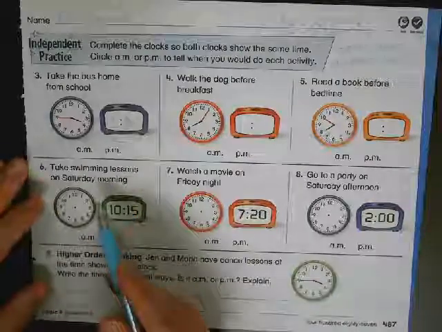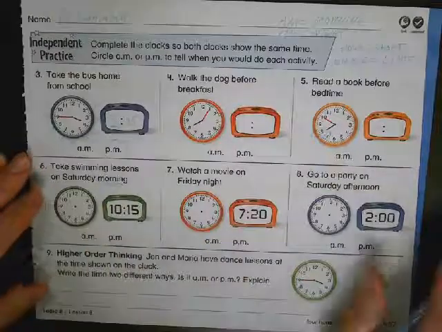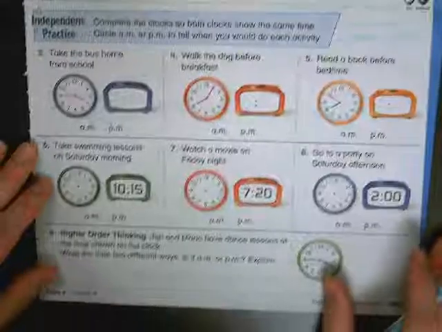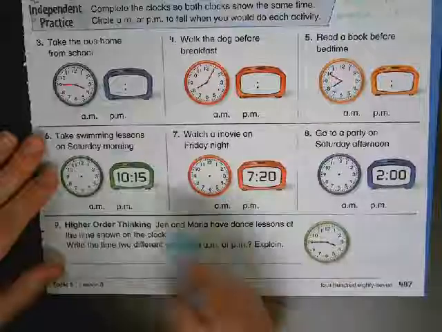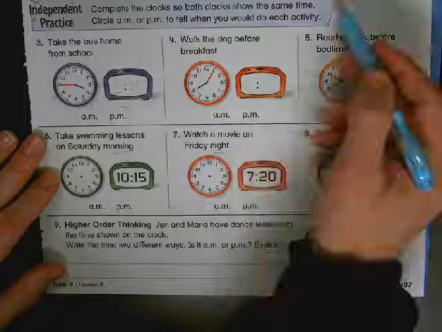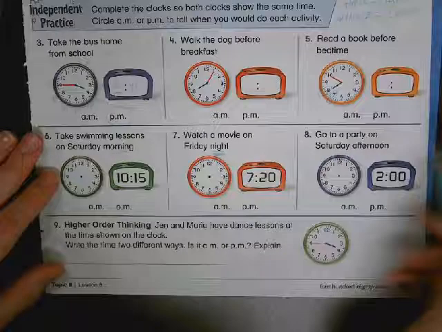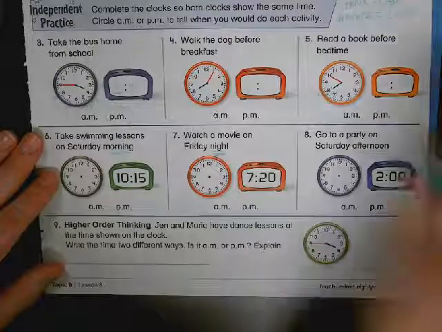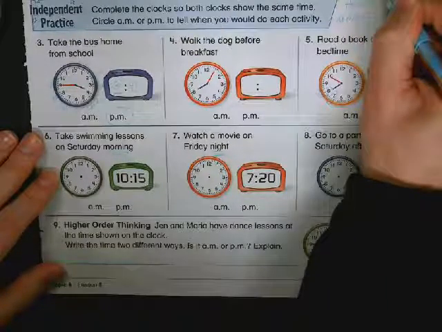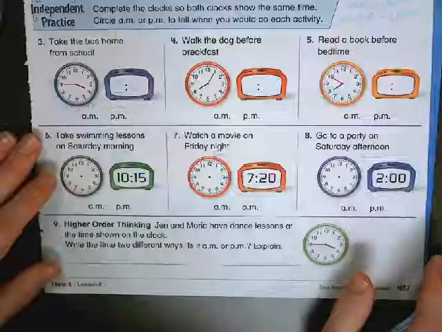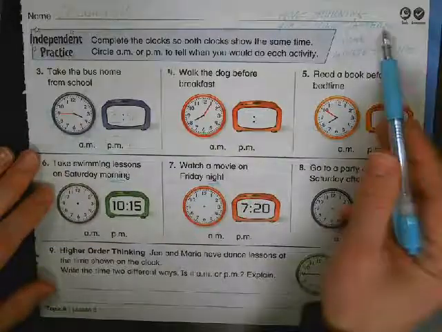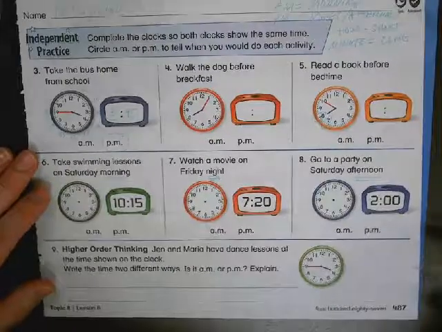Taking a swimming lesson on Saturday morning. Morning's your key word here. Remember, AM, morning, PM, night. Moving along down here. Watch a movie on Friday night. Keyword night. And go to a party on Saturday afternoon. Afternoon would be, this is night and afternoon. Up here, sorry, you can't see it. Afternoon.